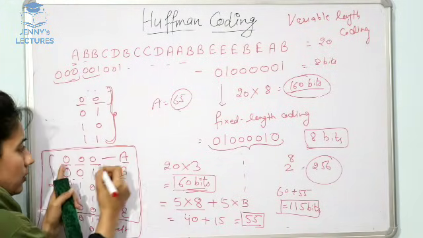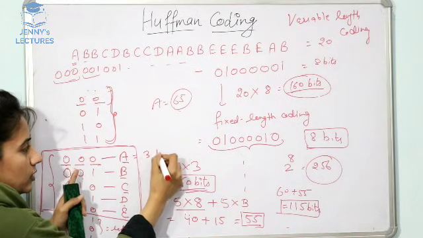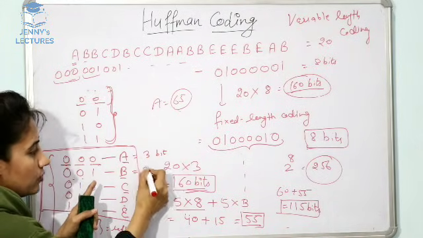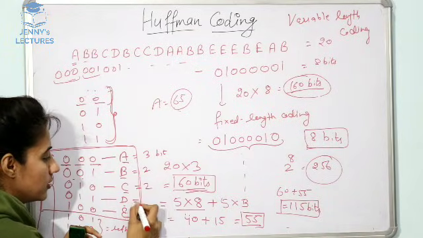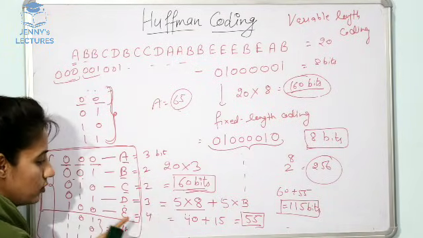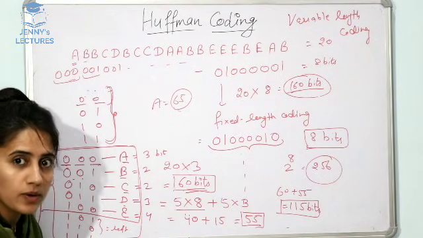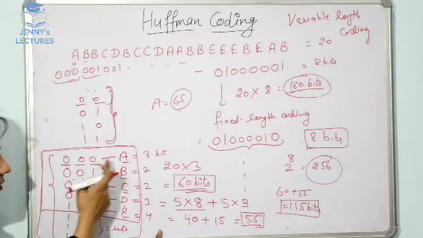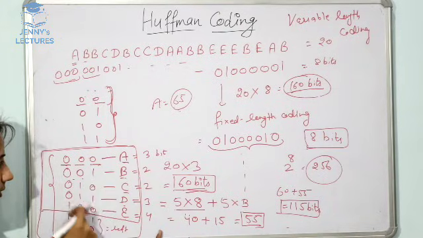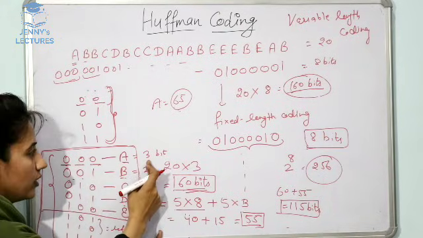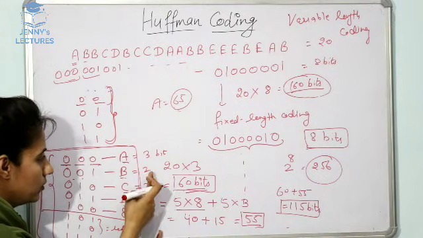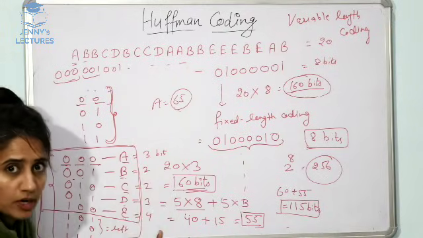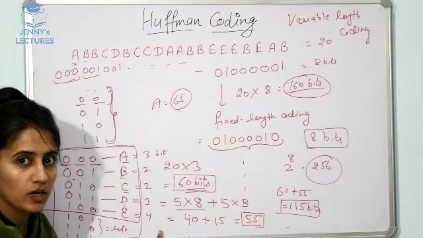Maybe A would be represented with 3 bits and B would be represented with 2 bits. Maybe C would be represented with 2 bits. D would be represented with 3 bits, E maybe with 4 bits. So this is variable, because in the earlier case every character is represented with 3 bits, that is fixed, but in Huffman coding maybe A would be represented with 3, then B with 2 bits and C with 2 bits, something like that. So this is variable length coding, that is not fixed.